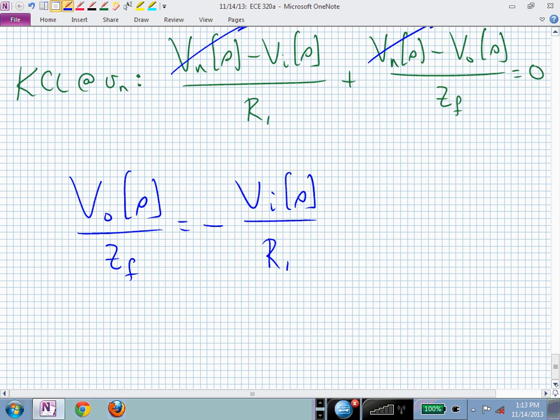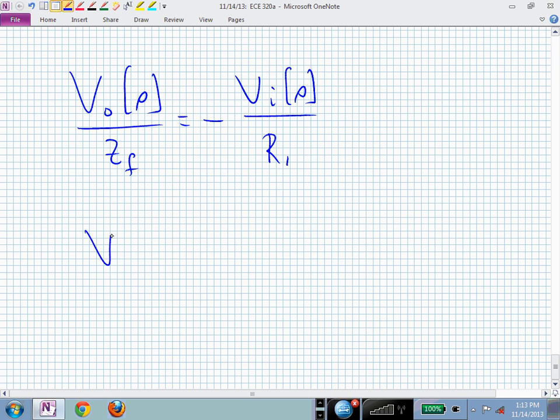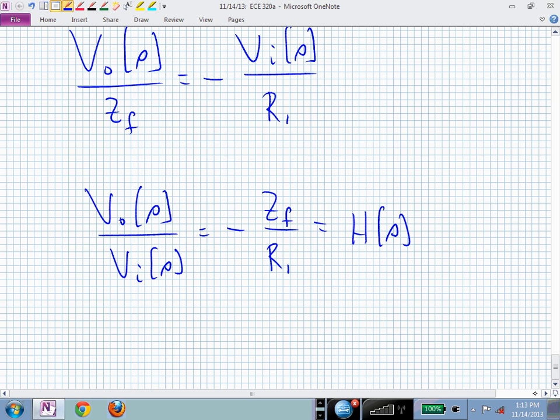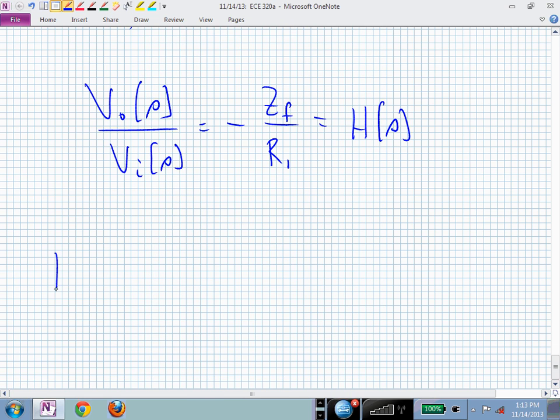Or if I divide both sides through by my input's Laplace transform, I have V sub 0 of S over V sub I of S, and if I multiply everything by Z sub f, I now have the following transfer function for that op-amp circuit. Or H of S, plugging in what Z sub f is and taking R1 upstairs, I now have minus R sub 2 over R1 over S R sub 2 C plus 1.